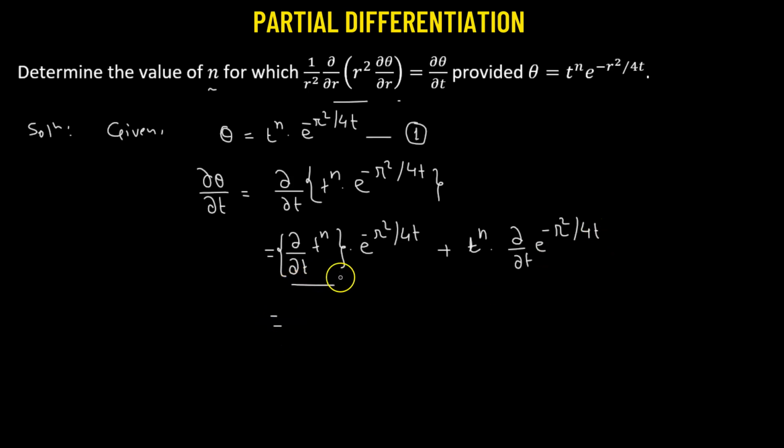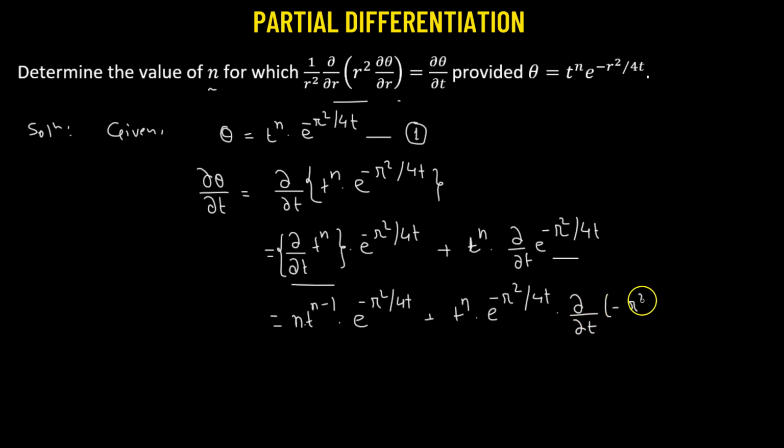Now we'll use the power rule to get n times t raised to the power of n minus 1 multiplied by e raised to the power of negative r squared over 4t, plus t raised to the power of n. Now the partial derivative of the exponential function gives us the exponential function itself. So we have e raised to the power of negative r squared over 4t, but we'll have to use the chain rule. So we'll multiply it by the partial derivative with respect to t of negative r squared over 4t. So that means we now have n t raised to the power of n minus 1 times e raised to the power of negative r squared over 4t.